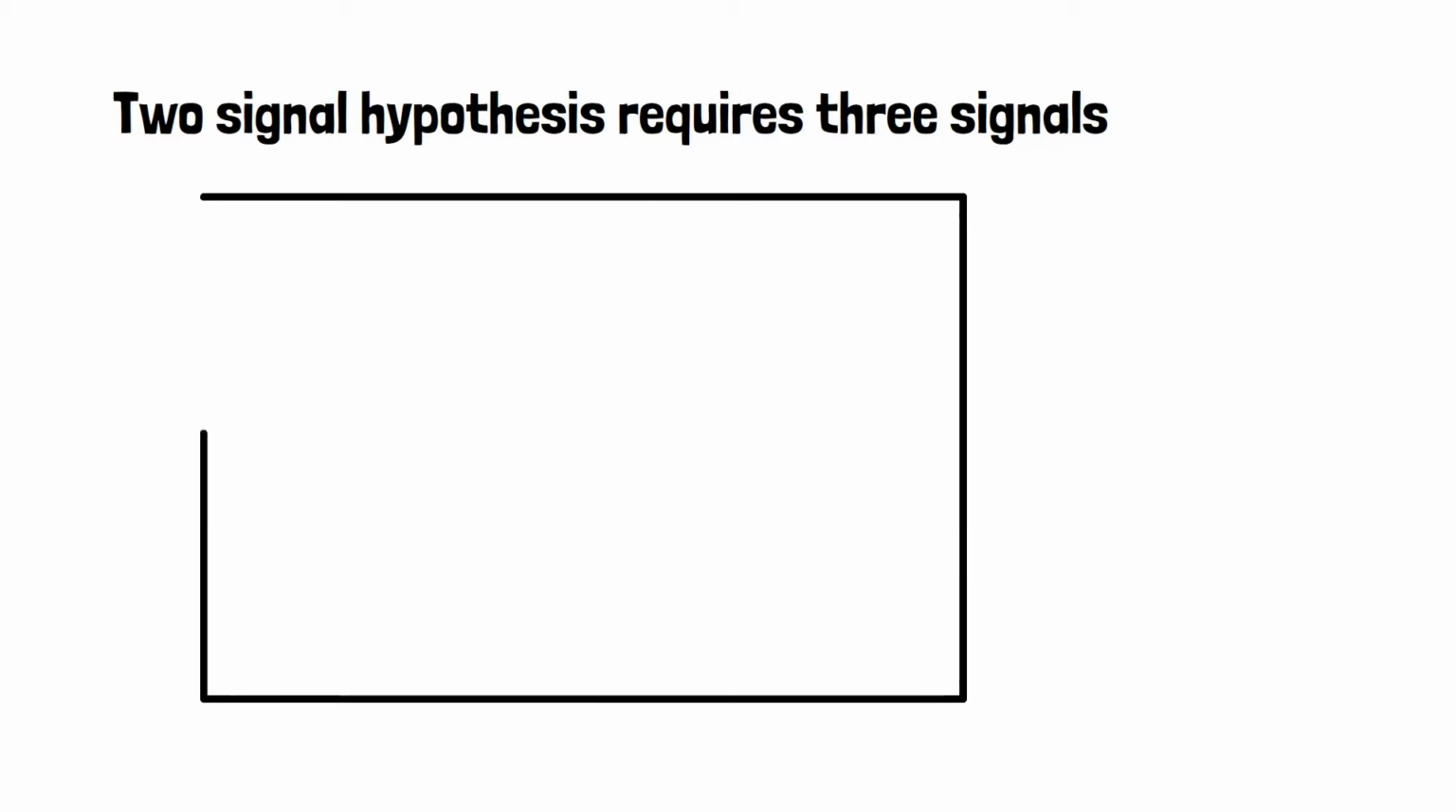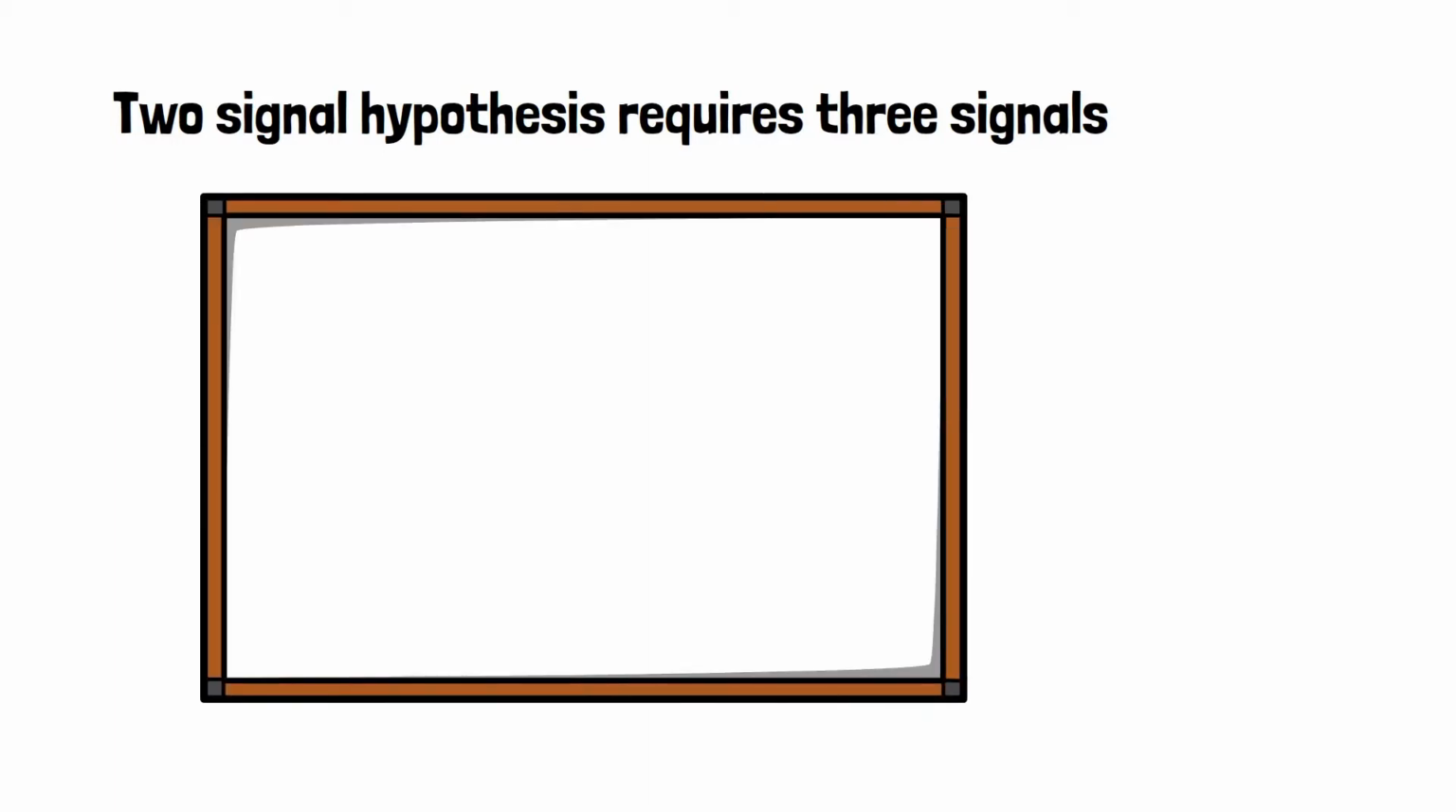This video is on the two-signal hypothesis to activate naive T cells. These signals require a T cell receptor, TCR, and co-stimulatory molecules. This two-signal hypothesis is a misnomer as it actually takes three signals to fully activate the T cell.